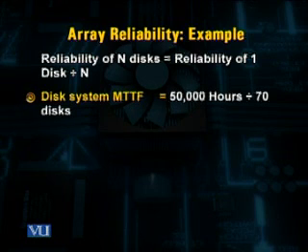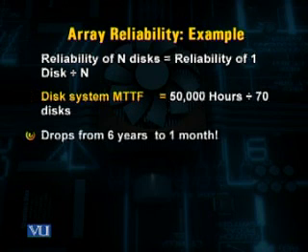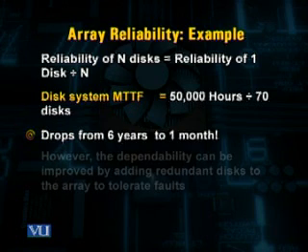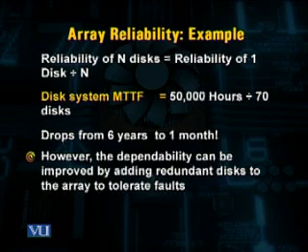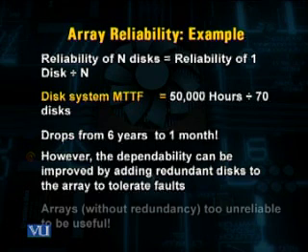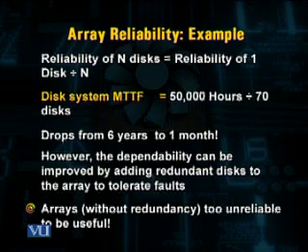So, for a disk having MTTF equal to 50,000 hours, the disk system with 70 disks has an MTTF equal to 50,000 divided by 70, which is equal to 700 hours instead of 50,000 hours. So this shows that the reliability drops from 6 years to 1 month in this example. However, the dependability can be improved by adding redundant disks to the array to tolerate faults. The arrays without redundancy are too unreliable to be useful.